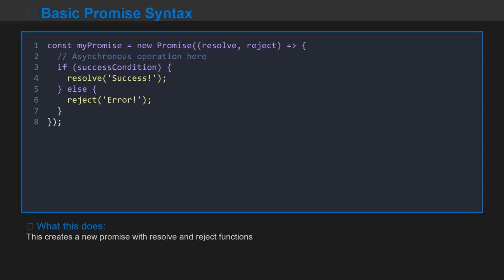Now let's look at the basic syntax for creating a promise. Here on your screen, you can see we're creating a new promise using the Promise constructor. The constructor takes a function with two parameters, resolve and reject. Inside this function, we perform our asynchronous operation. If it succeeds, we call resolve with the result. If it fails, we call reject with an error.